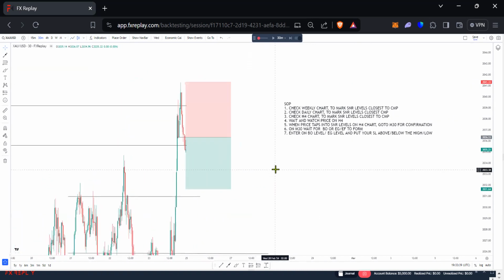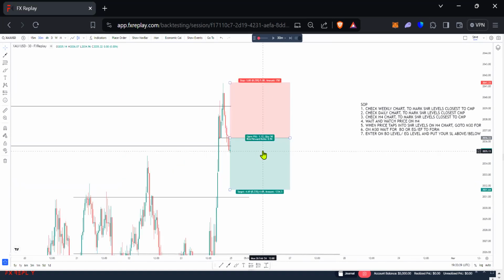For me, I don't tell you what specific SL to use. You can use any SL that is good for you as long as you are making money, right? The most important thing is to make money.